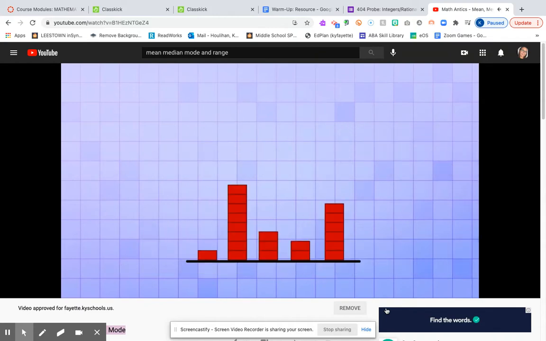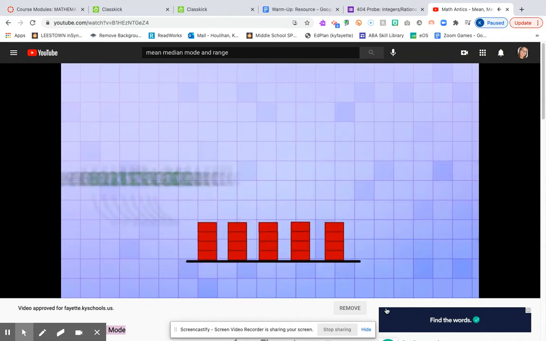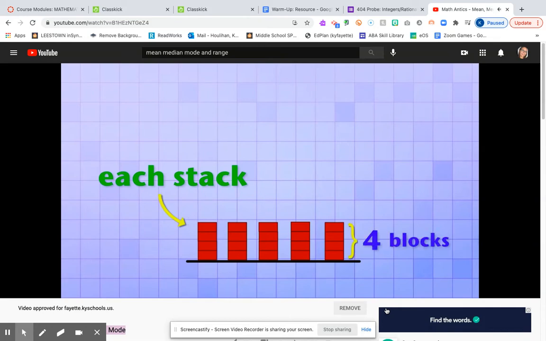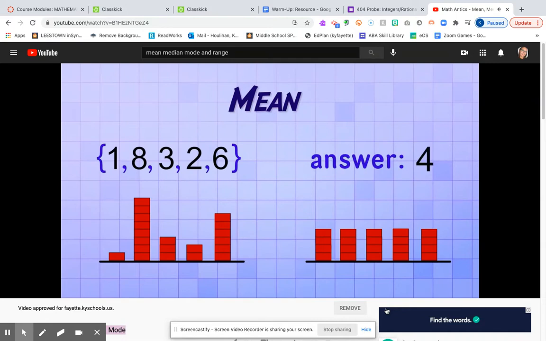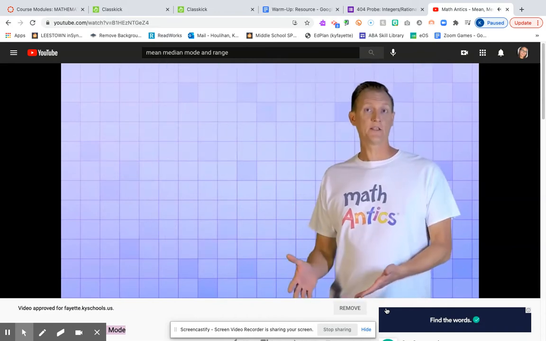Well, with a bit of trial and error, you'll see that we have enough blocks for each stack to have a total of 4. That means that the mean, or average, for our original data set would be 4. Some of the numbers are greater than 4, and some are less. But if the amounts could all be made the same, they would all become 4. So that's the concept of the mean.